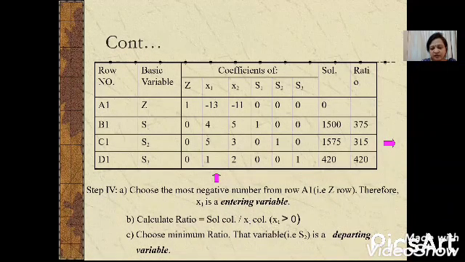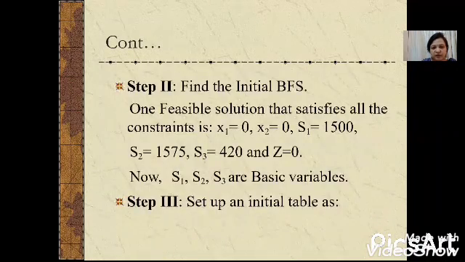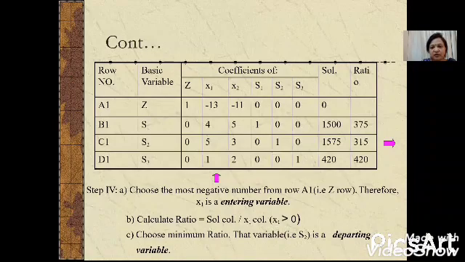Because the coefficient of z is 0 here, in the second equation, 4x1 plus 5x2 plus s1 equal to 1500. So here the coefficient of z is 0, x1 is 4, x2 is 5, s1 is 1, and the coefficients of s2 and s3 are also 0. So the second row is this one, and the solution is 1500. In the same way, we can write the third and fourth rows.